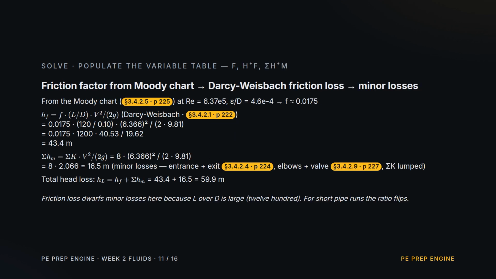Read the Moody chart. At this Reynolds and relative roughness, friction factor is about 0.0175. Darcy-Weisbach gives an H sub F of about 43 meters. Sum the minor losses, K times the velocity head, about 16.5. Total head loss, H sub L, is roughly 60 meters. Friction dominates because the length over diameter ratio is 1200.